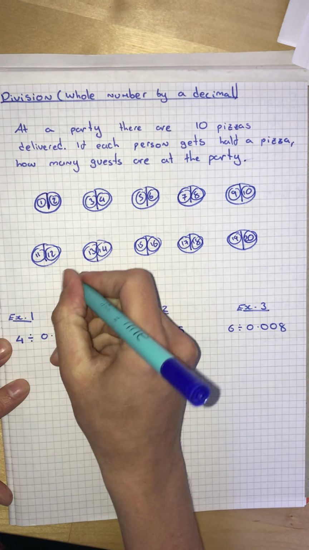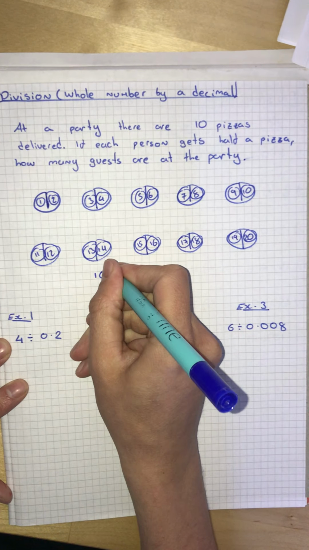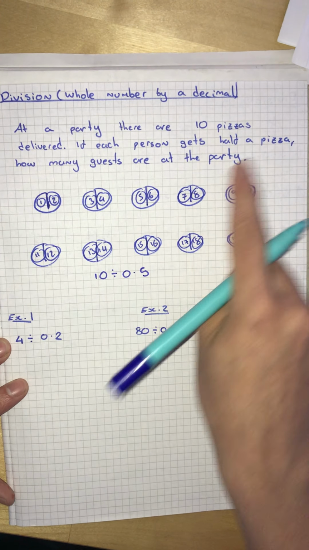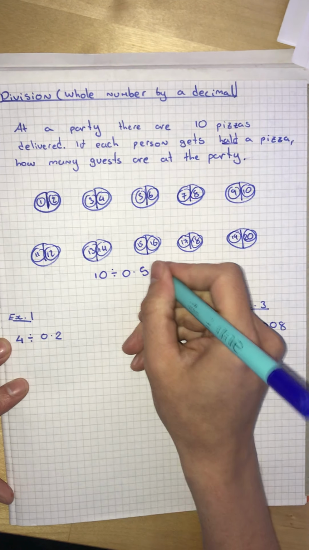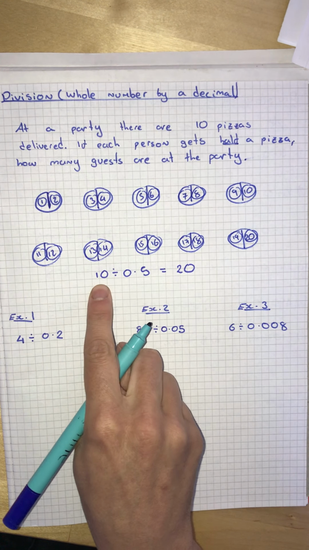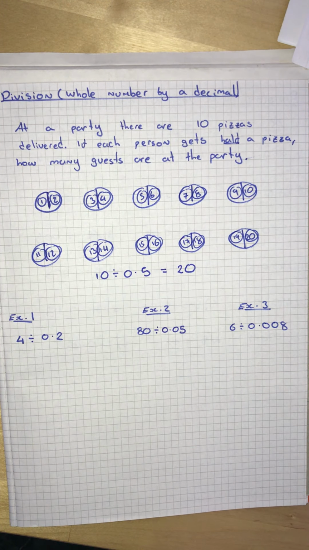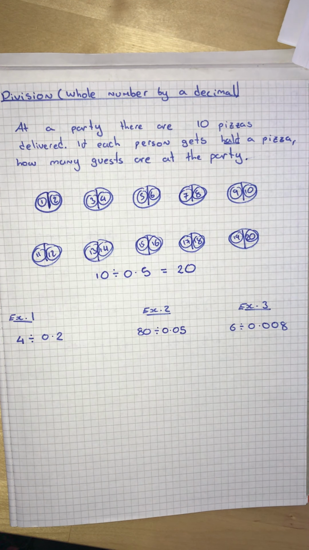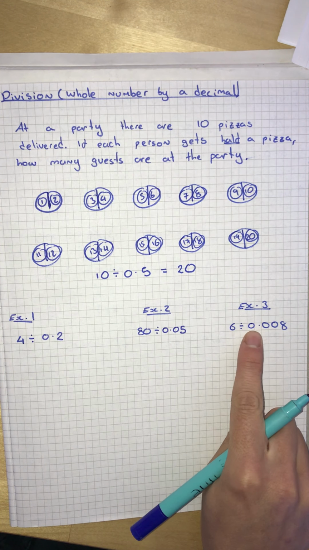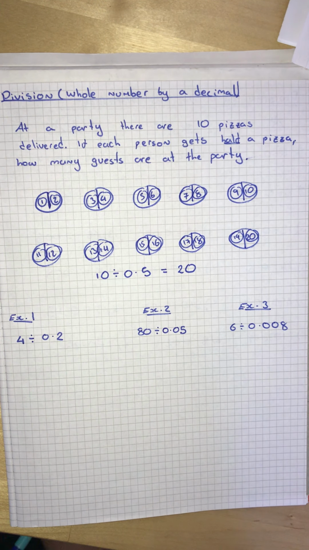So if I roll that calculation out, it would look something like this. 10 divided by 0.5, because 0.5 is a half, equals 20. So I'm dividing 10 by a number and I'm ending up with a bigger number. But I'm going to help you be able to do it without having to draw out things like this, although it is a way of doing it if you really wanted to. Although as you can see with example 3, it's going to be pretty tricky to draw something split up into 0.008. I'm going to show you a method of how to do these questions.